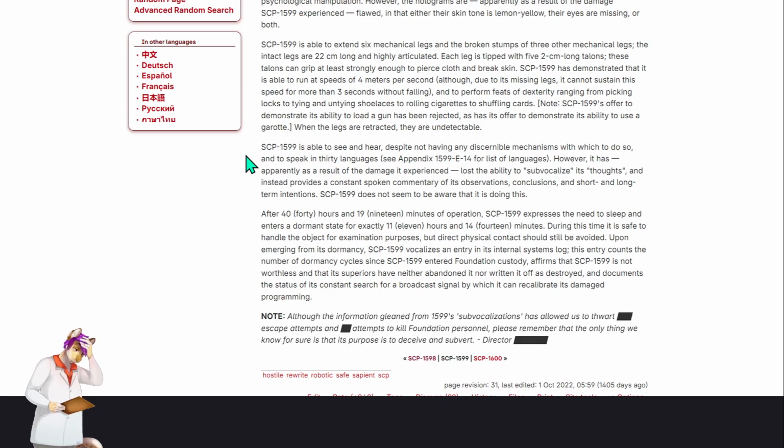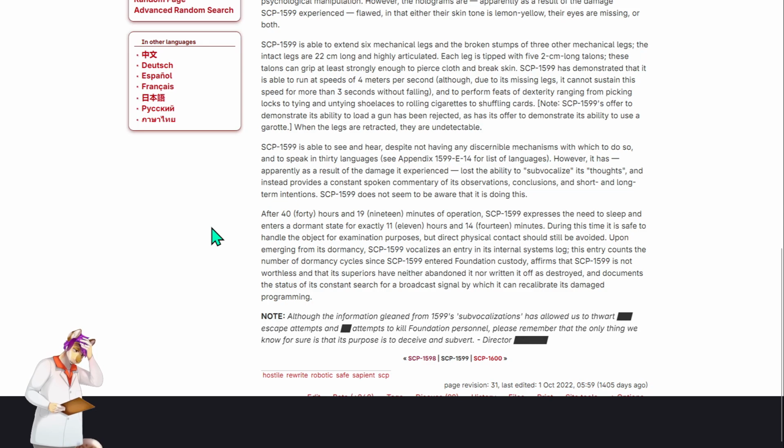It has demonstrated that it is able to run at speeds of 4 meters per second, although due to its missing legs, it cannot sustain this speed for more than 3 seconds without falling, and to perform feats of dexterity ranging from picking locks to tying and untying shoelaces to rolling cigarettes to shuffling cards. Note, 1599's offer to demonstrate its ability to load a gun has been rejected, as its offer to demonstrate its ability to use a garrote. I assume it's garrote wire. When the legs are retracted, they are undetectable.